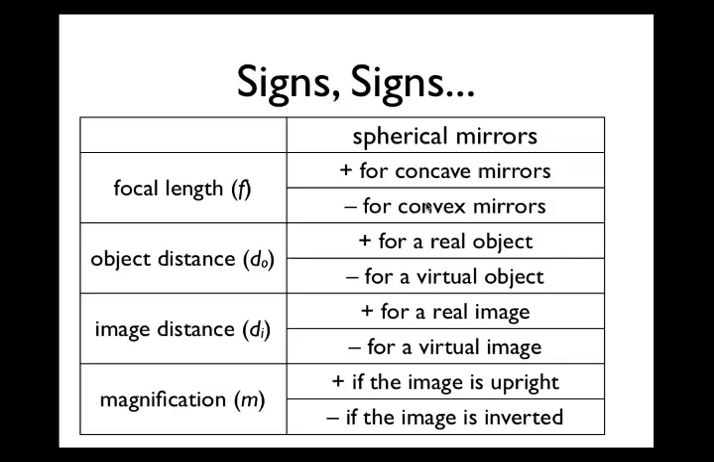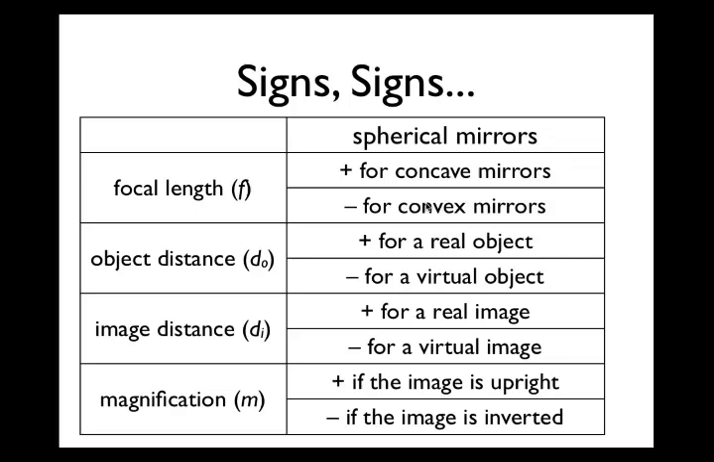To fit the mathematical structure that we've worked out, we have to say concave mirrors have a positive focal length, convex mirrors have a negative focal length. The rest can be deduced from what's going on. The object distance is positive when the object is real, negative when the object is virtual. If you only have a single object with a single lens or mirror, the object distance is always positive.